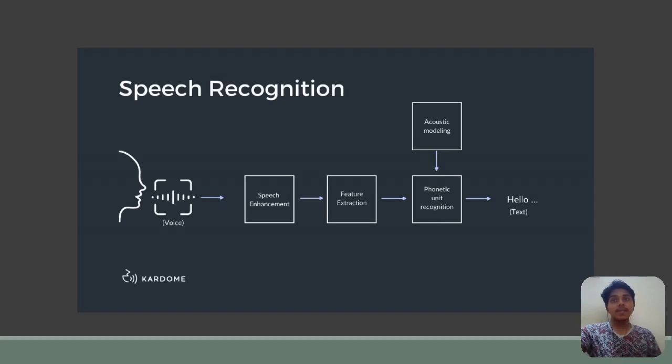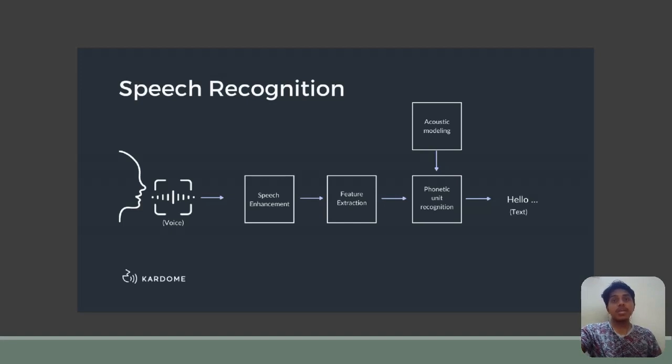As I said earlier, speech recognition involves signal processing, feature extraction, acoustic modeling, language modeling, and decoding. Now we are going to see what it is. Signal processing. Signal processing is the initial step in the speech recognition process where the raw audio input is pre-processed to enhance its quality and extract relevant information.